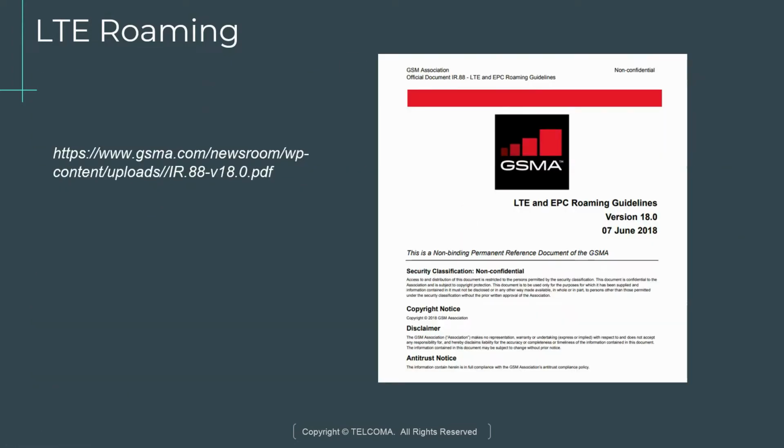So GSMA regularly publishes guidelines on their website, and this happens to be the link to this particular document. This document is called the IR.88, as the title suggests. It is aptly named LTE and EPC Roaming Guidelines. This is again a document that is published by GSMA and lays down the groundwork for implementing roaming between operators. This version happens to be released on the 7th of June in 2018.